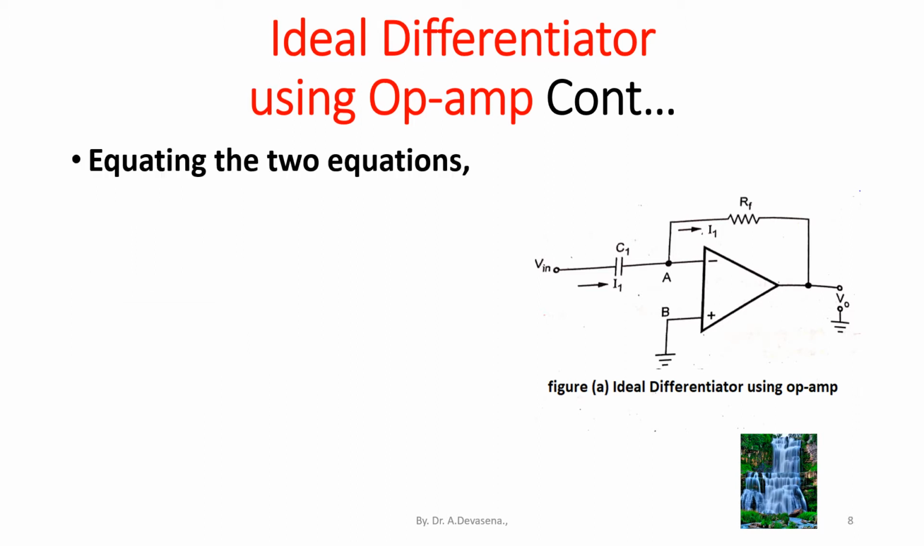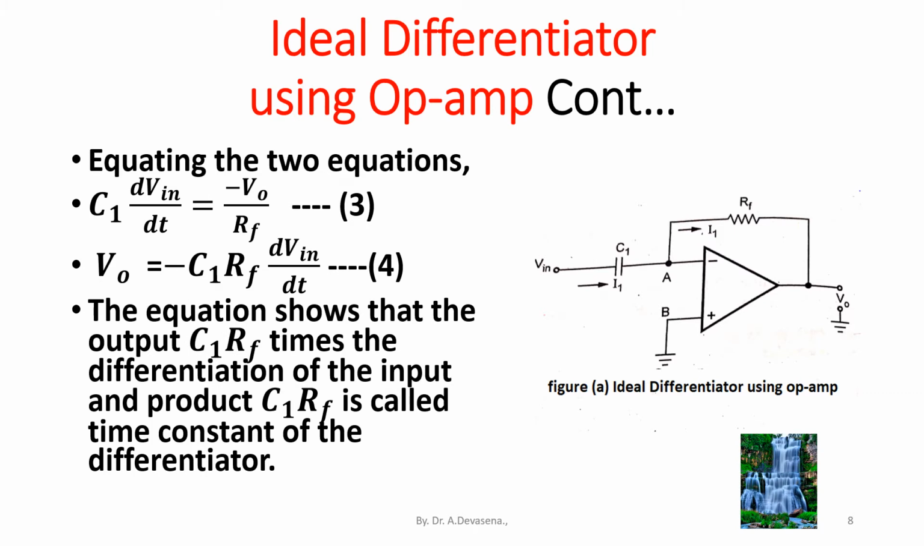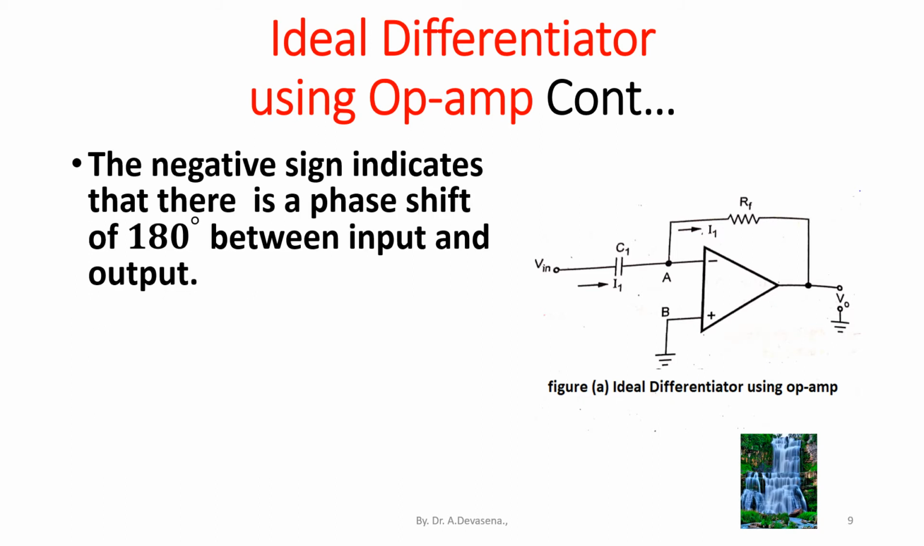Now equating equations 1 and 2, we get C1 dVin/dt is equal to minus V0 by RF. Consider this as equation 3. That is V0 is equal to minus C1 RF dVin/dt. Consider this as equation 4. The equation shows that the output is C1 RF times the differentiation of the input, and the product C1 RF is called the time constant of the differentiator. The negative sign indicates that there is a phase shift of 180 degrees between input and output.